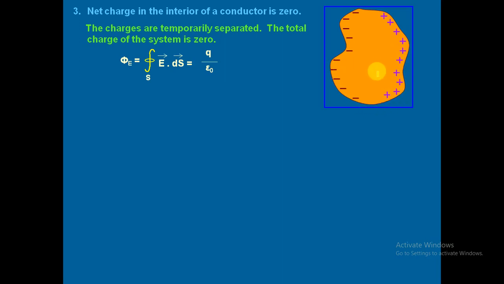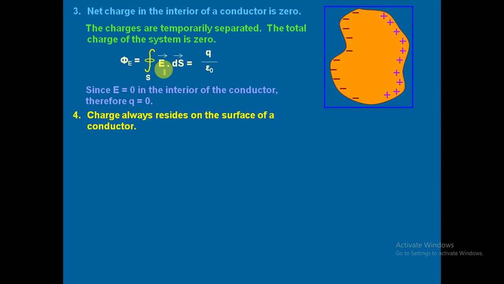Now, using Gauss's theorem, we have to prove that inside the conductor there is no charge existing. Using Gauss's theorem, we know that the flux, or surface integral of the electric field, is q net over epsilon naught. In the first case we have proved that the electric field inside the conductor is zero. If the electric field inside the conductor is zero, then the charge inside the conductor would also be zero. So the fourth point is, charge always resides on the surface of the conductor.